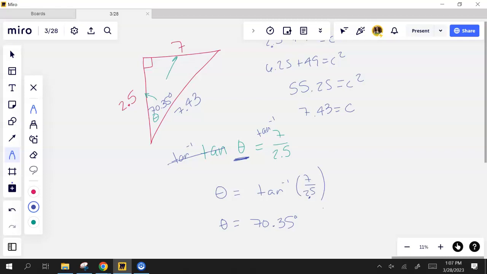All right. Let's talk about depression and elevation, and I'll stop. This is easy. What's the other angle? What's 90 minus 70? Well, we got elevation and depression.